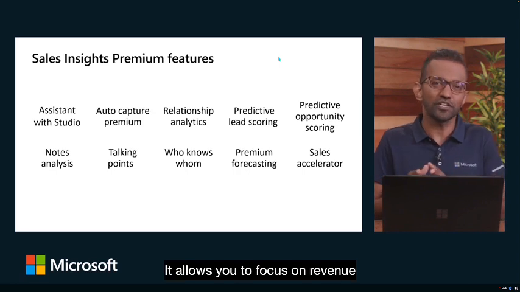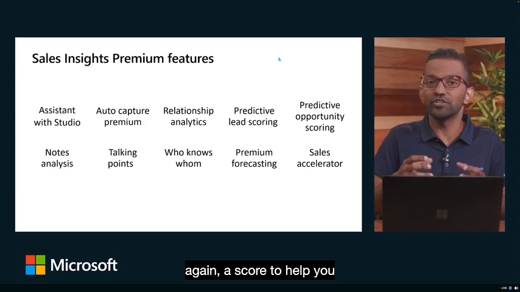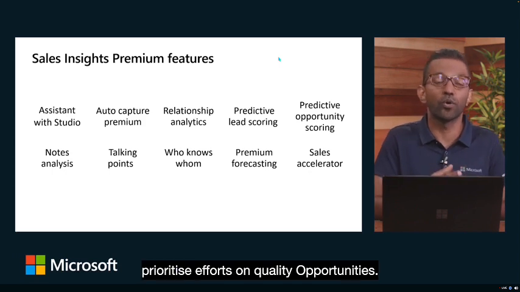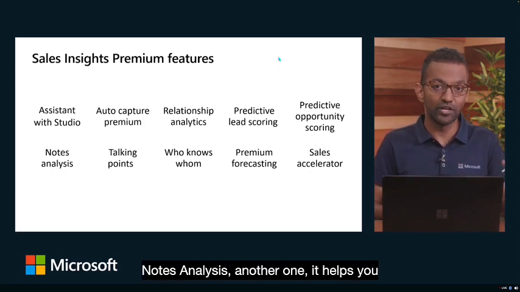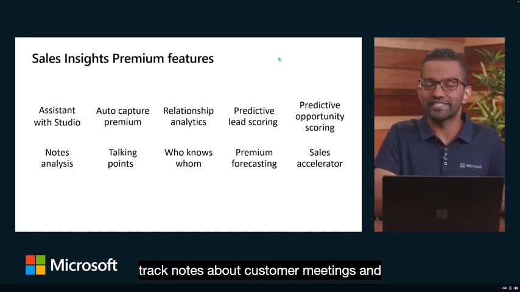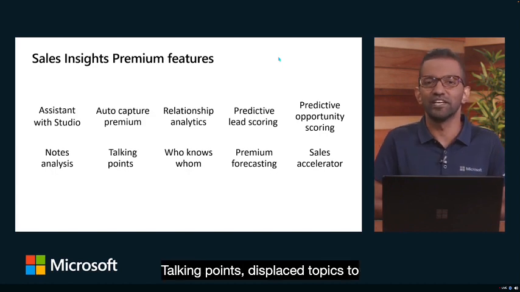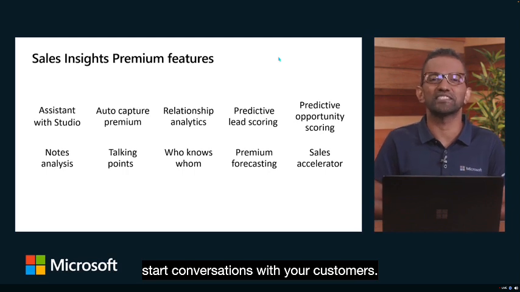Premium Forecasting helps sellers and managers to improve their forecast accuracy by providing forecast projections using data and AI. And Sales Accelerator is another great feature that helps sellers to sell smartly by helping them prioritize and focus on how best to approach their customers and speed up the sales process.